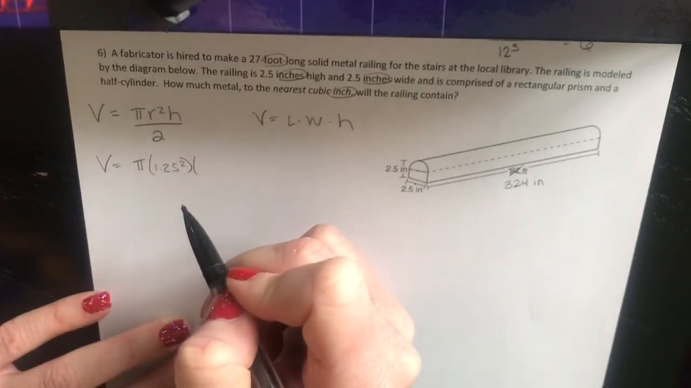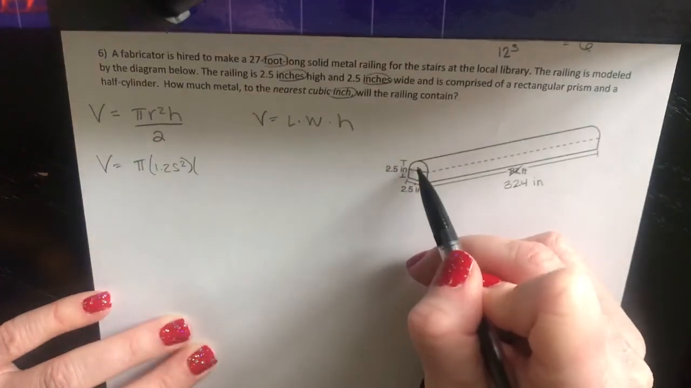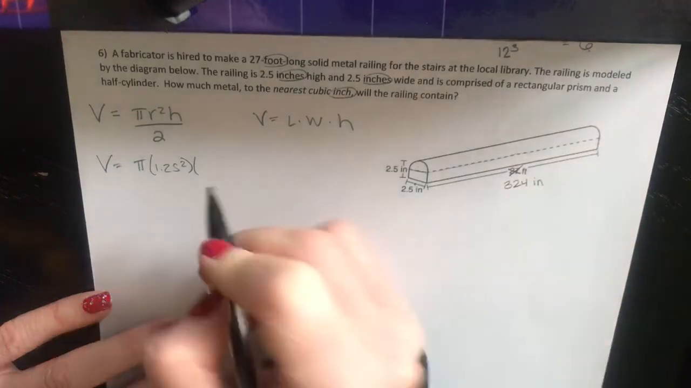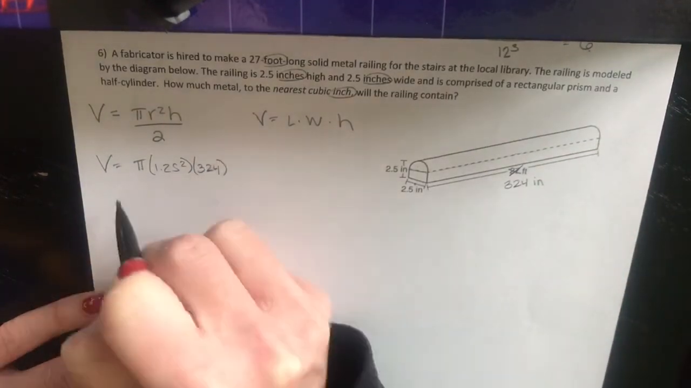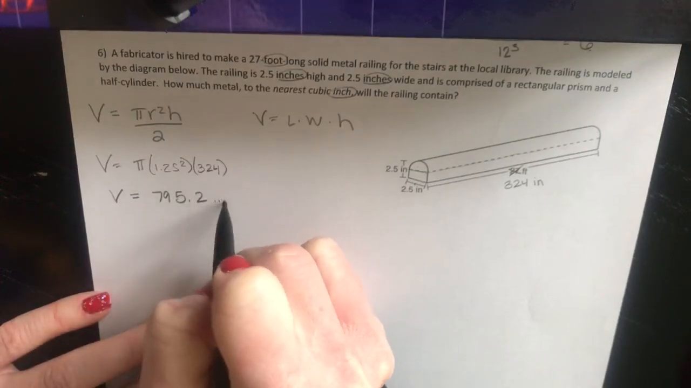And the height of the cylinder, remember, is the line that connects the bases. Well, here's one half circle, here's the other one. So that line that connects it is that 324. So the height is 324. So that top part is about 785.2.